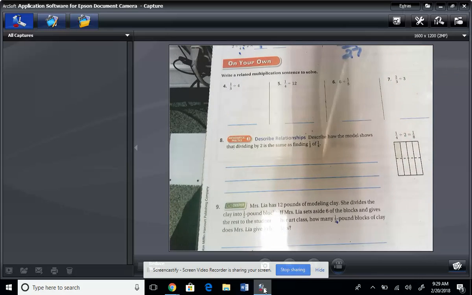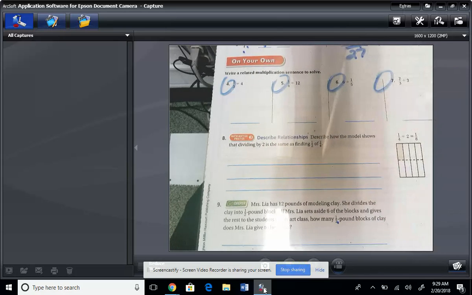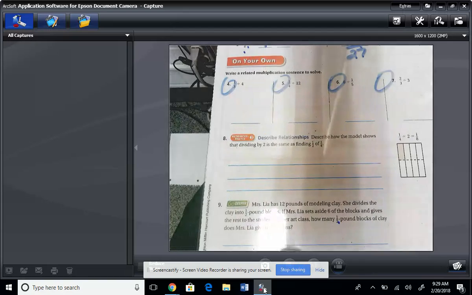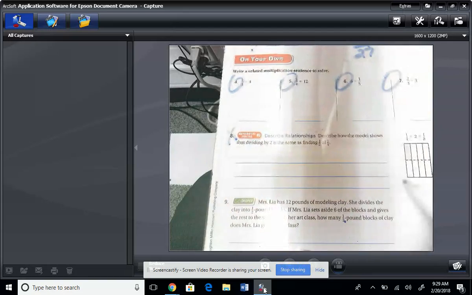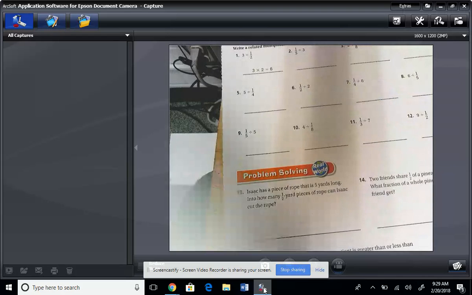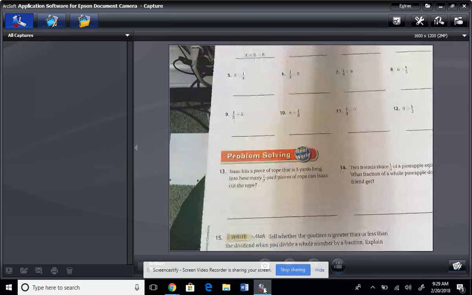So I want you to finish all of these, please, writing it as a multiplication fact. If you have to draw a picture, awesome too. Just talk through this one with your partner on how this works. Okay, we'll skip this page for now. I would like you to do all of these except for number 15.